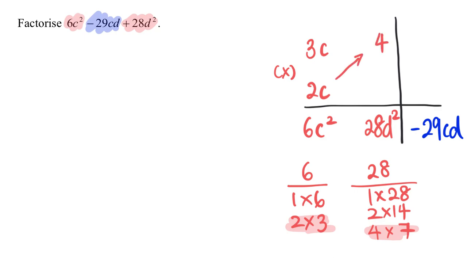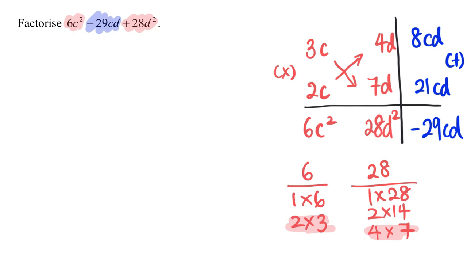Two times 4 d. Remember to put the d, okay? 8cd. 3c times 7d will give me 21cd. And indeed, they do give me my 29.